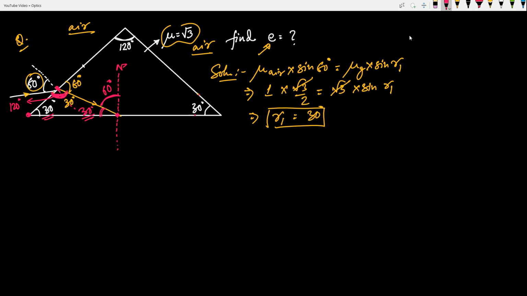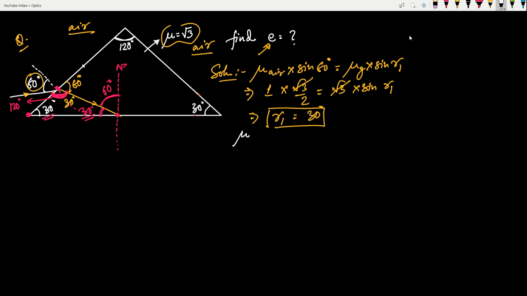Okay, so the angle of incidence, that is r2, at the second refracting surface is 60 degrees. Now that you know the angle of incidence at the second surface is 60 degrees, how do we get the angle of emergence? Okay, let's see. In order to find the angle of emergence, we'll use Snell's law. So let's apply Snell's law here.